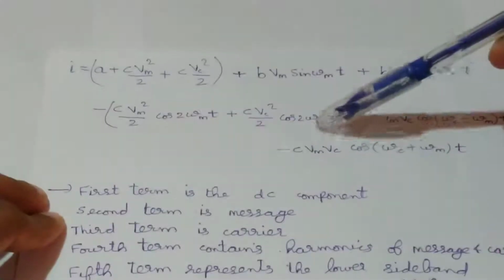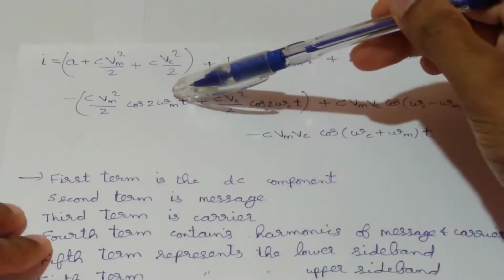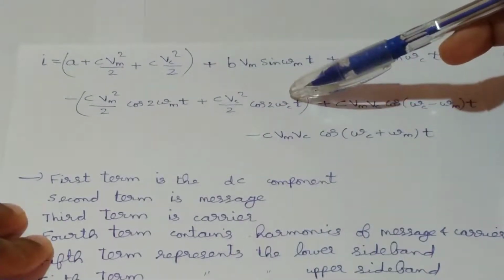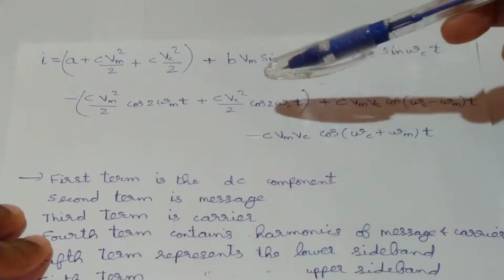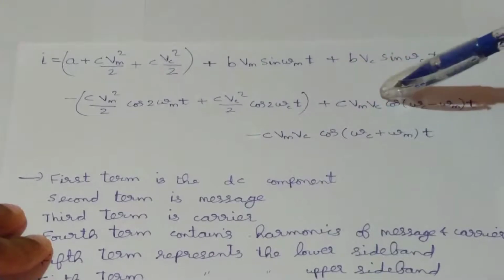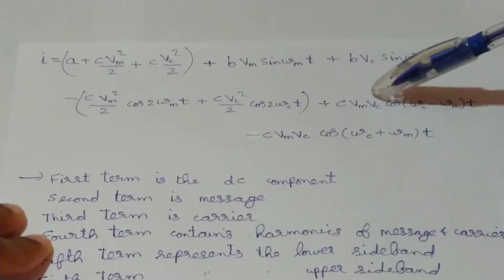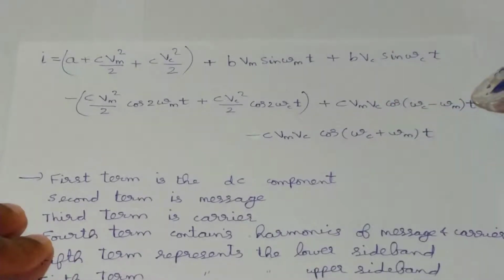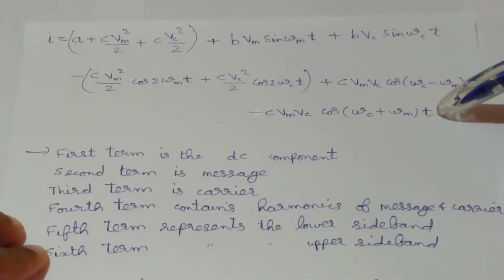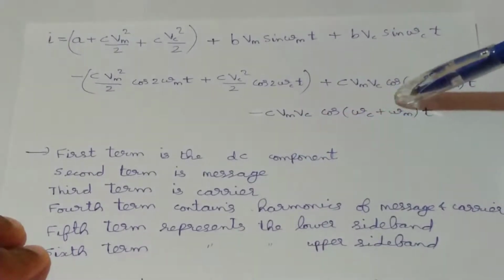Now this fourth term contains harmonics of message and carrier. Here we can see the frequency is 2 omega m t and here the frequency is 2 omega c t. So actually this term contains the harmonics of the message and carrier signal. Now the fifth term represents the lower sideband. Here we have Vm Vc cos (omega c minus omega m) t. So this term represents our lower sideband, and the sixth term represents our upper sideband, because here we have Vm Vc cos (omega c plus omega m) t.